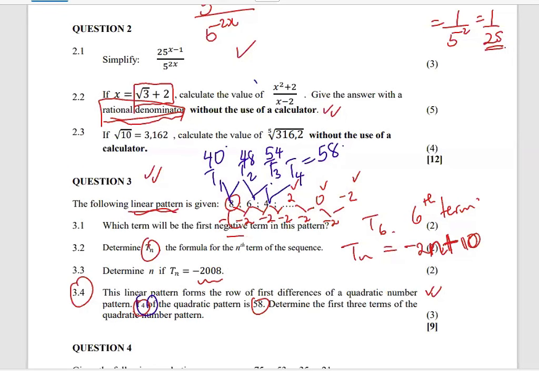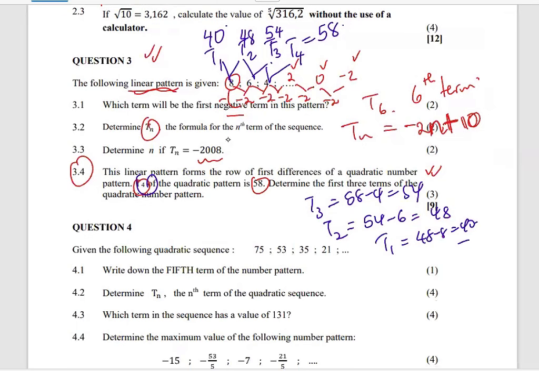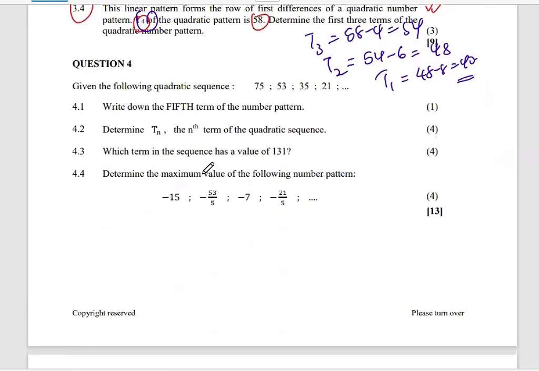So if you have to show the steps, you just have to do the subtraction and tell us that T3 is going to be 58 minus 4, which is 54. T2 is going to be 54 minus 6, 48. And then T1 is going to be 48 minus 8, which comes to 40. All right, then question number 4.